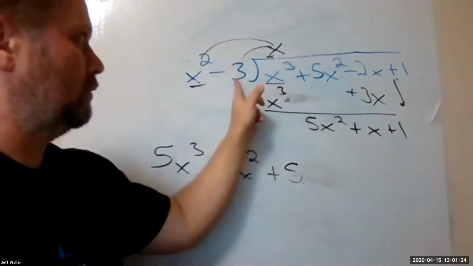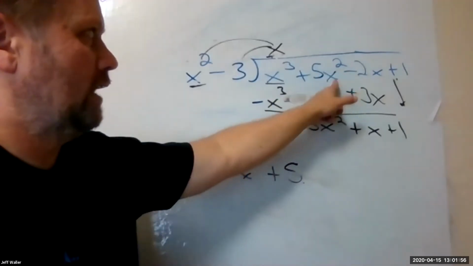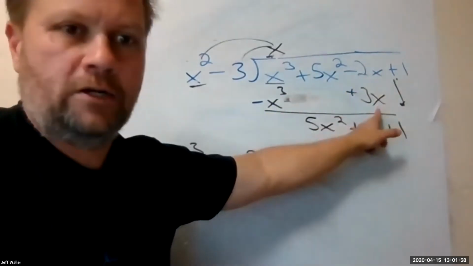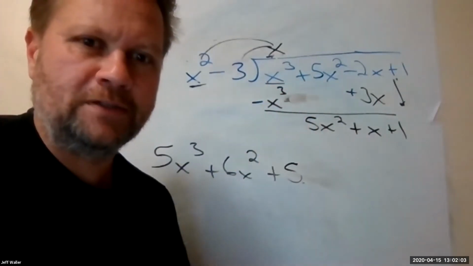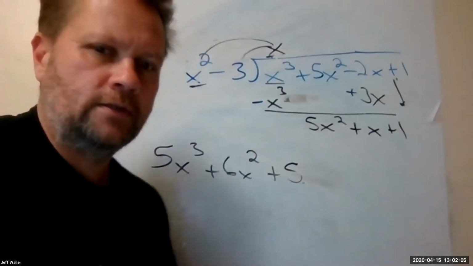X times -3 is -3x. Oh, it's not like terms of that. I better put it over here. How's that? Is that so? One of those two explanations has to make sense.